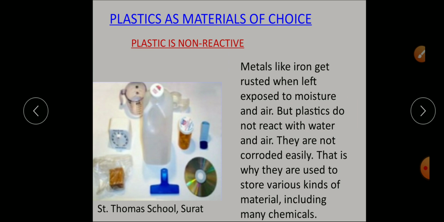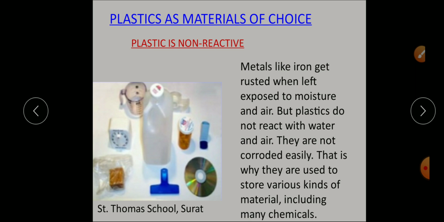Next is plastics as a material of choice. Here we are going to talk about the properties of plastics. What are the properties of plastics? The first property is that plastics are non-reactive and resistant to corrosion.